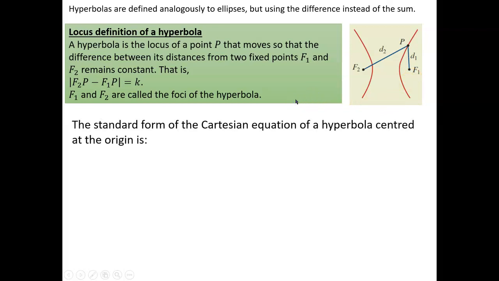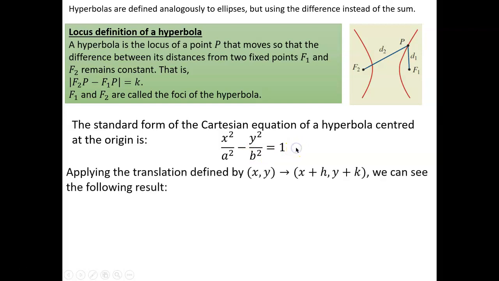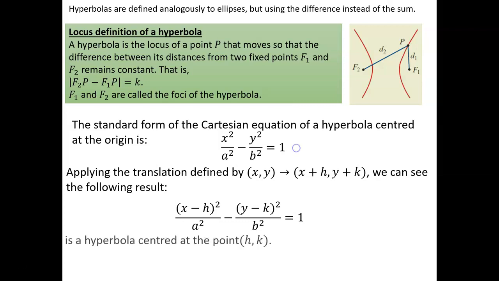The standard Cartesian form of a hyperbola centered at the origin is this. As you can see, it's the same as an ellipse, but we've just got a subtract. We're finding the difference instead of the sum. If we translate the hyperbola, then we get this. And this is a hyperbola centered at the point (h, k). I'll speak about what the center of the hyperbola is in a moment.